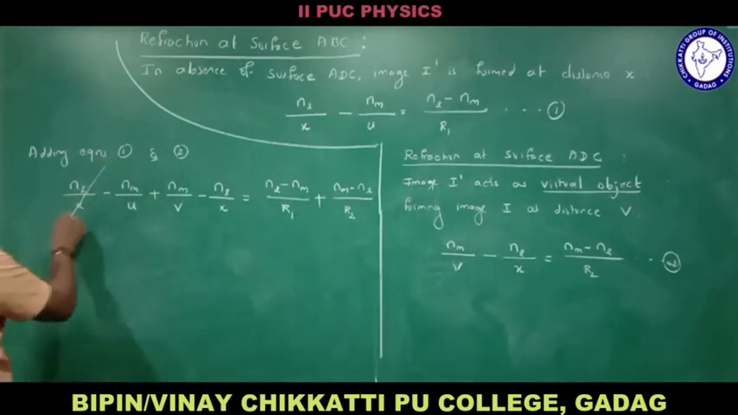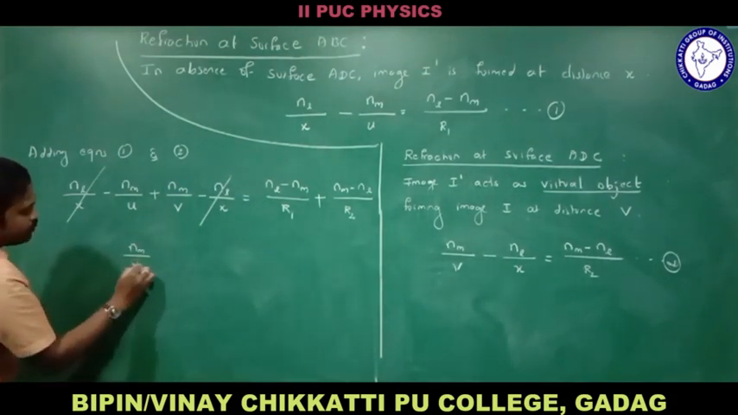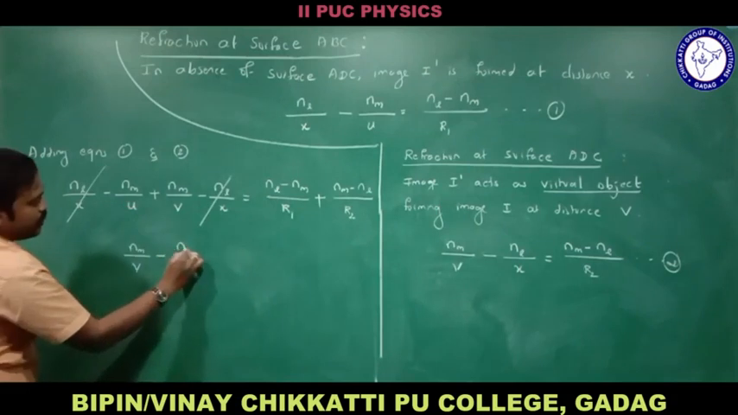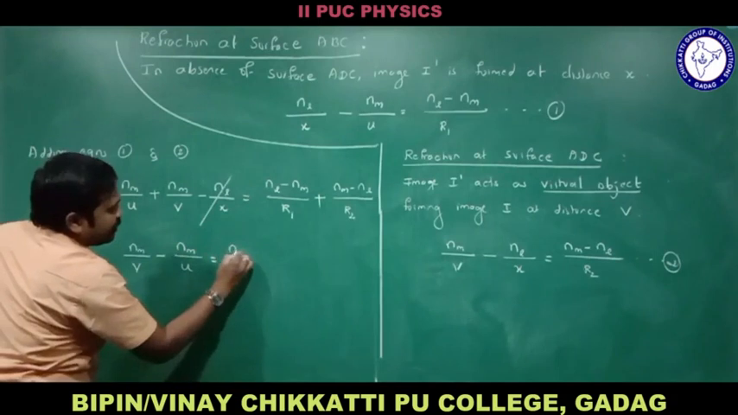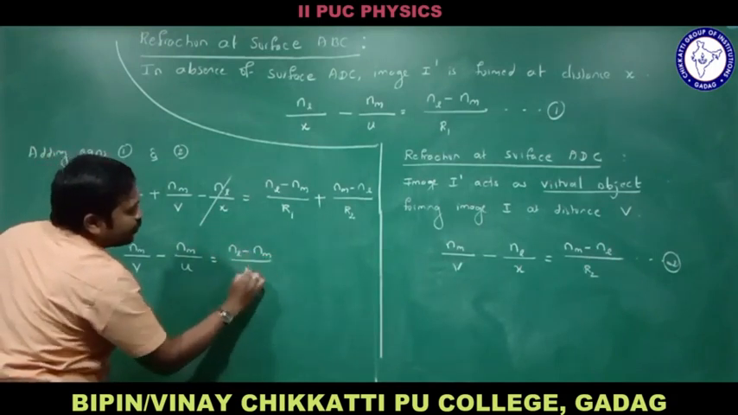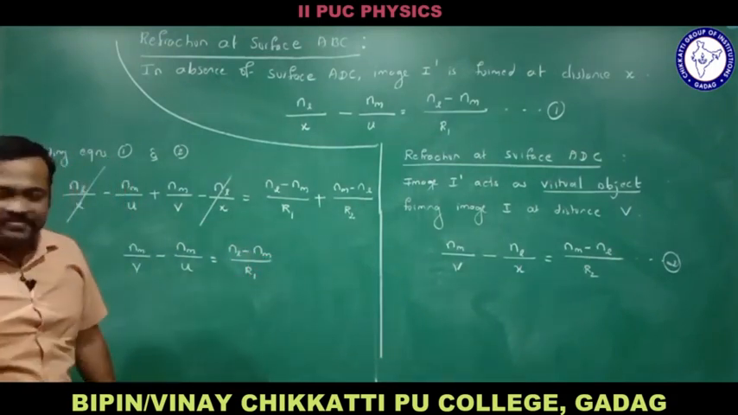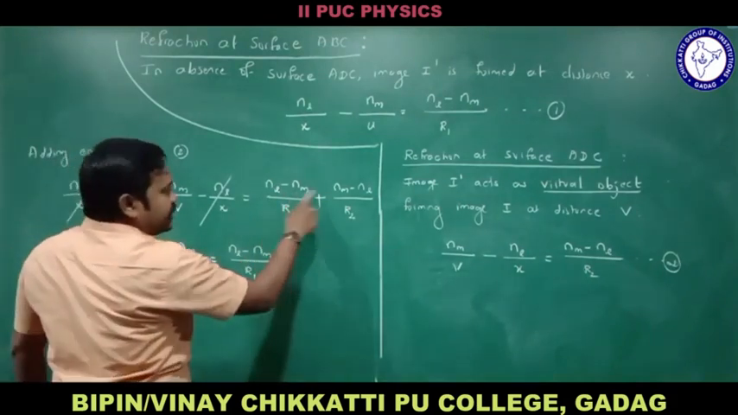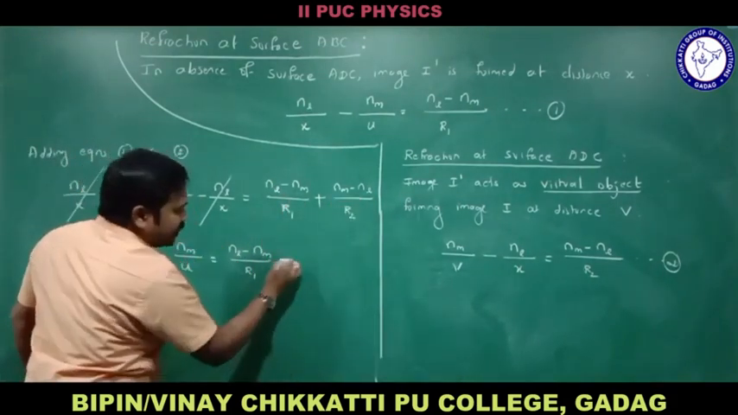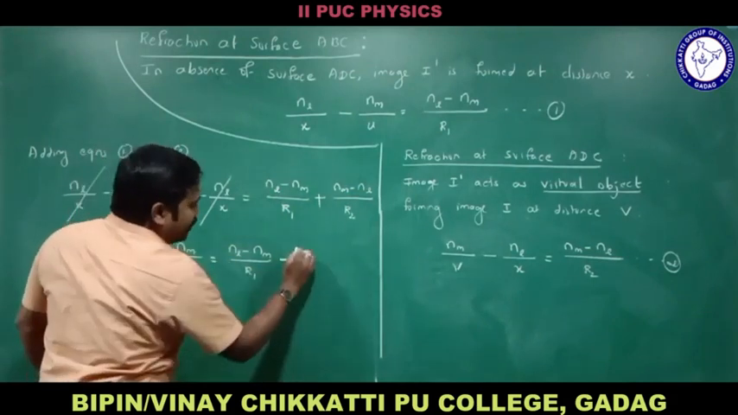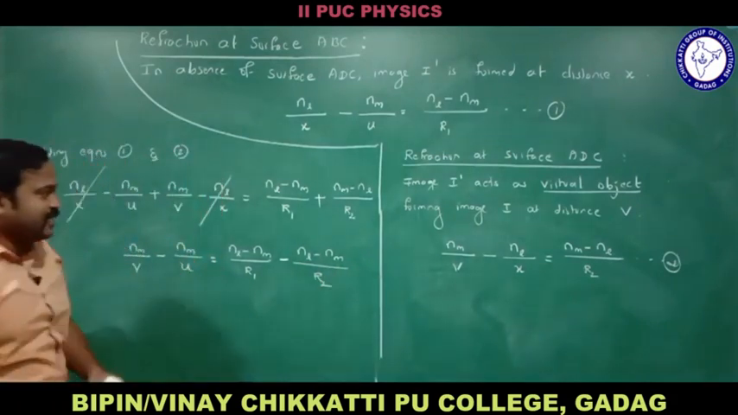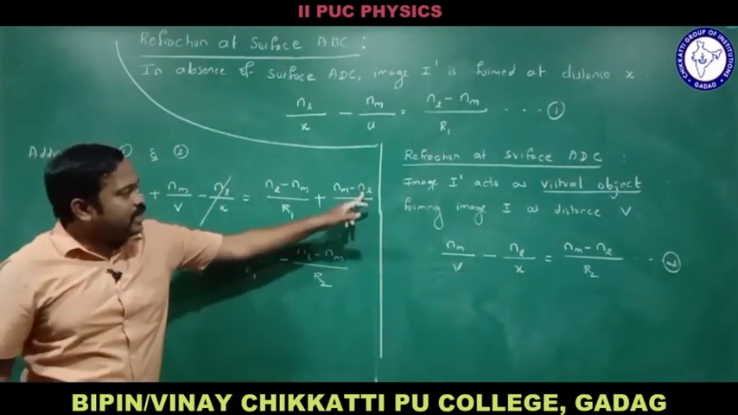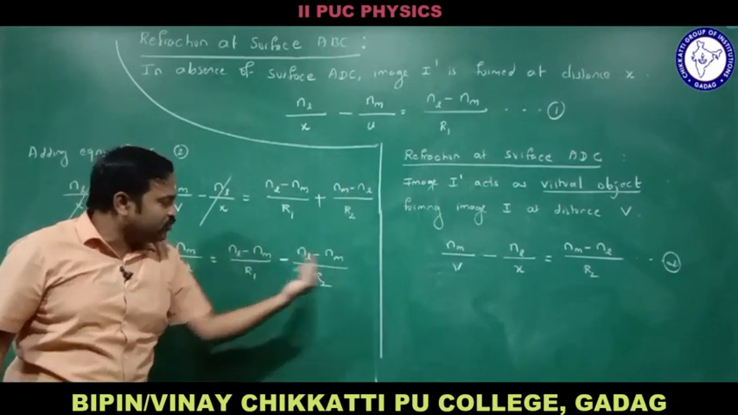Okay, what do I get? Shall I cancel this? Yes, it cancels out. What do you get now here? nM minus v, shall I take this minus nM minus u, shall I take like this? Right? Here, shall I write nL minus nM divided by R1? Here it is nL minus nM, here it is nM minus nL. Shall I take it as minus? Minus means I shall reverse it: nL minus nM divided by R2. Do you understand here? I just reversed it so that I will be taking minus here.